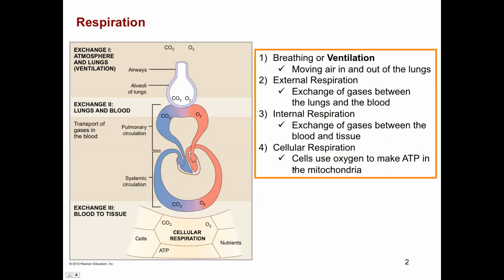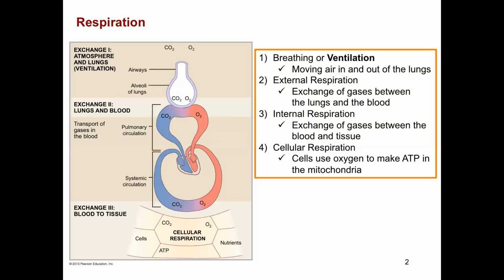This is the whole reason we're ventilating, and why the external and internal respiration happen, so that we can have cellular respiration, which we covered way back, I think, in chapter 2. This is where we use oxygen to make ATP, and that takes place in the mitochondria using the Krebs cycle and the electron transport chain. And of course, we started with glycolysis, but we don't need oxygen to do that, but we need glycolysis to feed into the Krebs cycle and the electron transport chain.